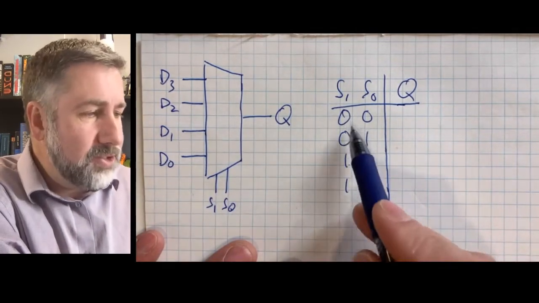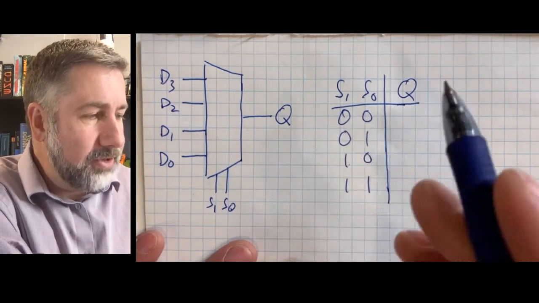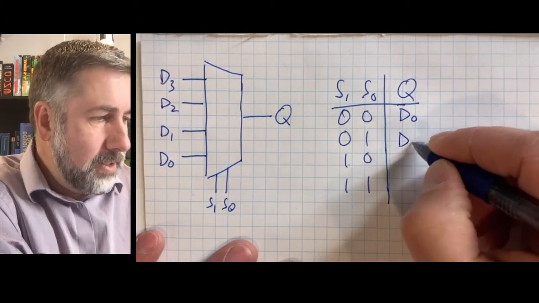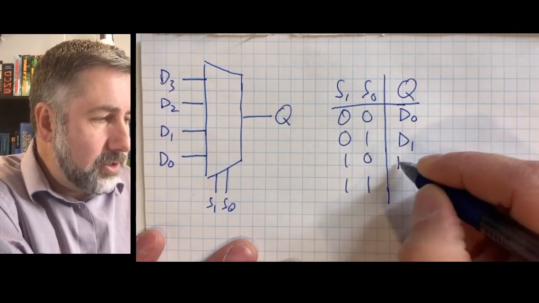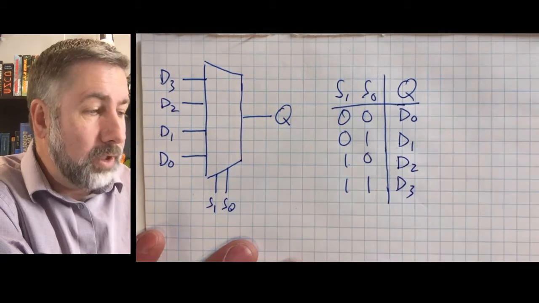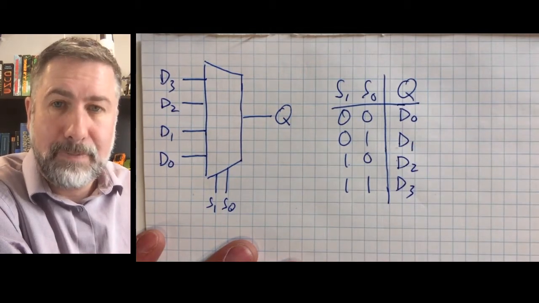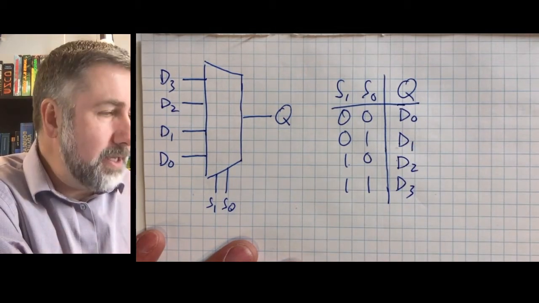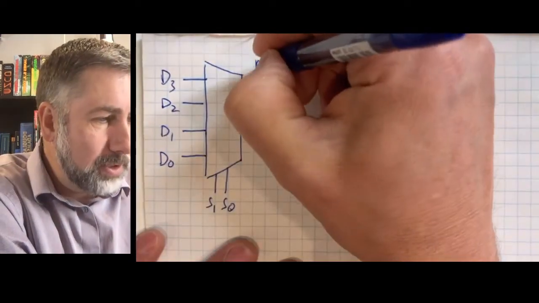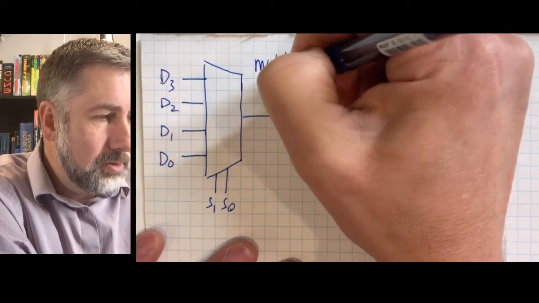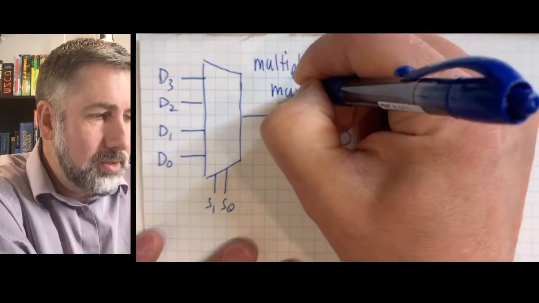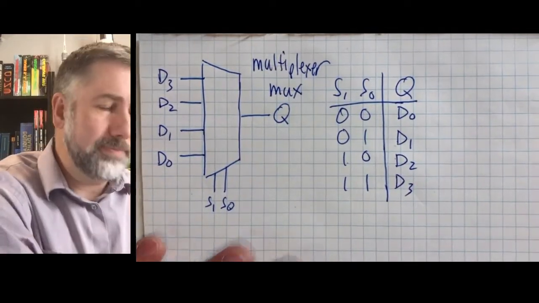So if S1 and S0 are both 0, our output Q is going to be equal to whatever D0 is. And if it's 0, 1, it's going to be whatever D1 is. If it's 1, 0, it's going to be whatever D2 is. And if it's 1, 1, it's going to be whatever D3 is. So this is going to be the truth table for this multiplexer. We abbreviate it as MUX, because that's what we do.